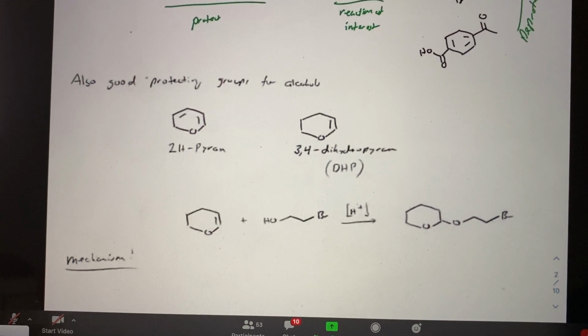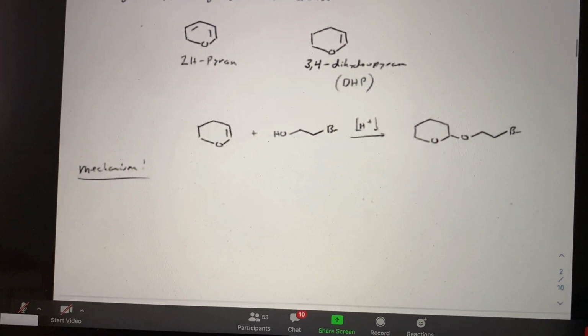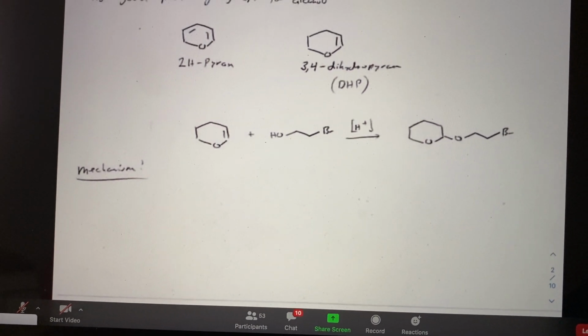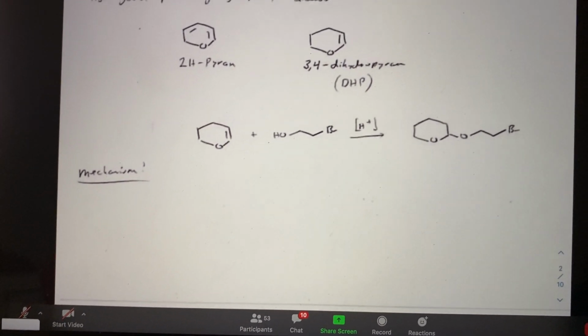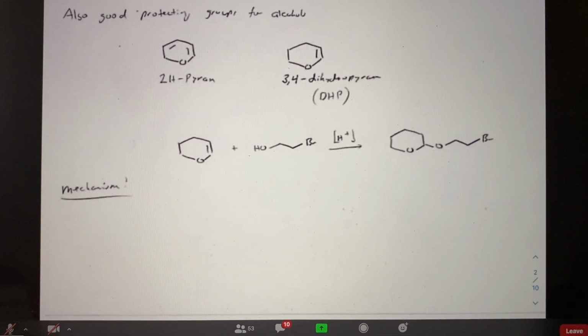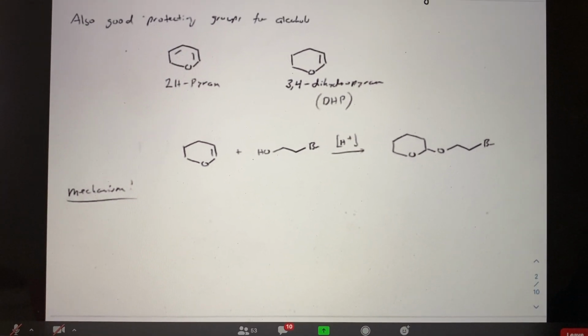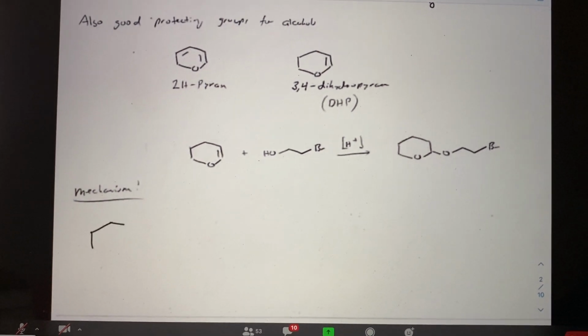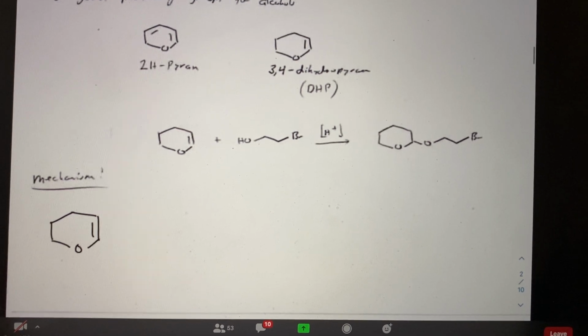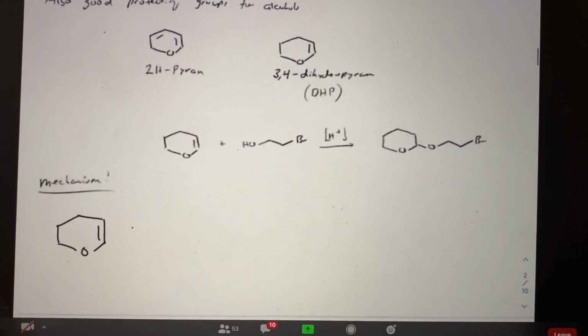I actually bring this one up because I think it highlights a nice feature or review: thinking about what is the mechanism of this. And so now notice we don't have any carbonyl groups here, so that's a little bit different. But how might this work? So let's take this species here in the presence of acid.